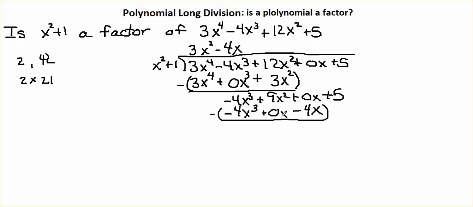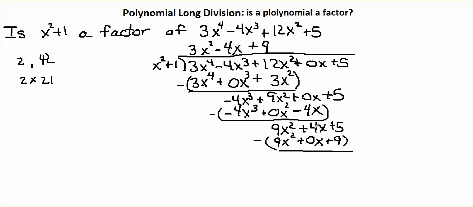If we add our 0 term here, 9 minus a 0 is just 9x squared. 0 minus a negative 4x. Remember, these will cancel the negatives out. It will be a positive 4x, and we'll bring our 5 down. And then x squared goes into 9x squared. It goes in there 9 times. 9 times x squared is 9x squared. 9 times 1 is 9, so make sure you put that under the right column. I'm going to go ahead and add that 0x here. We're going to do our subtraction. 9x squared minus 9x squared is 0. 4 minus 0 is 4x. And then 5 minus 9 is negative 4.